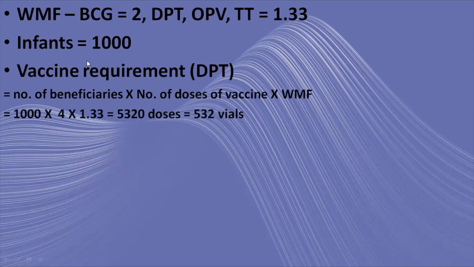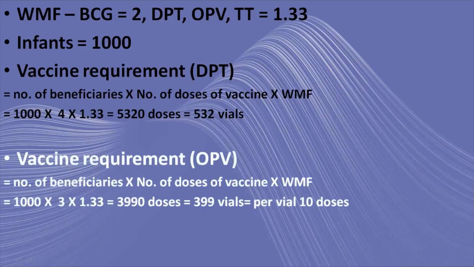Now coming to the vaccine requirement for DPT vaccine. How many doses are given for DPT? In primary immunization we give 3 doses, and the booster dose is 1. So the number of beneficiaries is 1,000, number of doses is 4, wastage multiplier factor is 1.33, so it comes to 5,320 doses. A 5 ml vial gives 10 doses, so you divide 5,320 by 10, and it comes to 532 vials required for vaccination against DPT of the children. So like this, we calculate the vaccination.